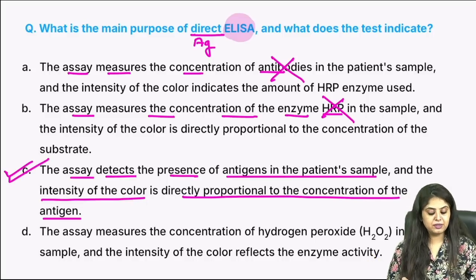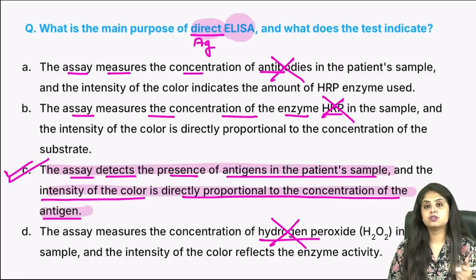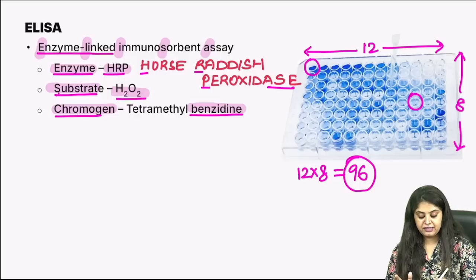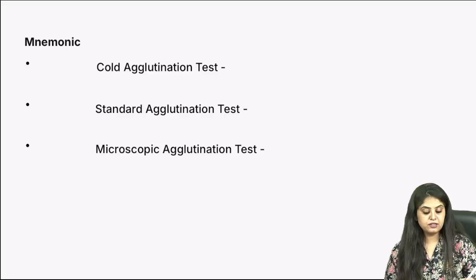Let me read the last one. The assay measures the concentration of H2O2, again wrong. So now you know direct ELISA measures antigen, and the more color you get means more concentration of antigen in the patient. Well, I've tried my best to summarize ELISA for all of you, and that of course brings you to the last question of the day, which I've revised so many times, but I still want to do that one last time.